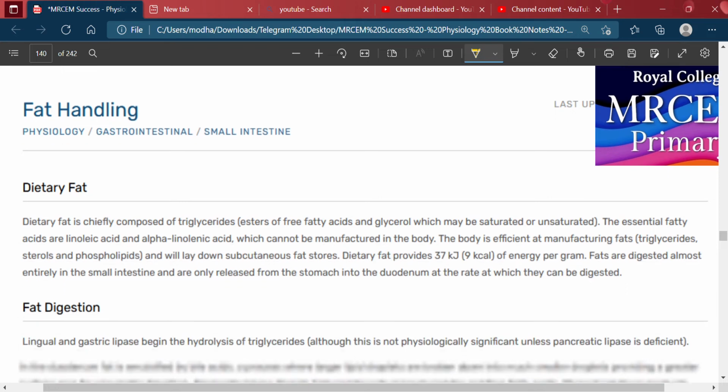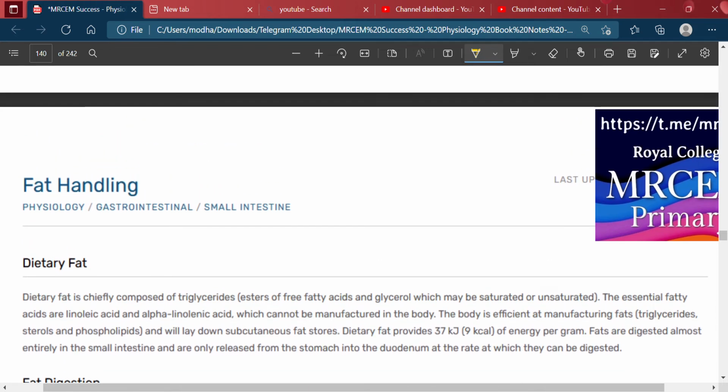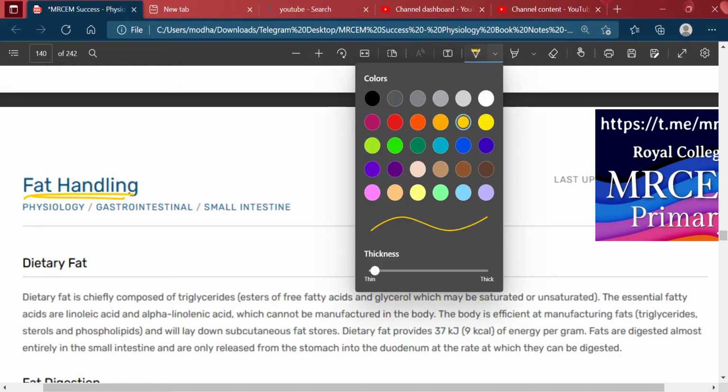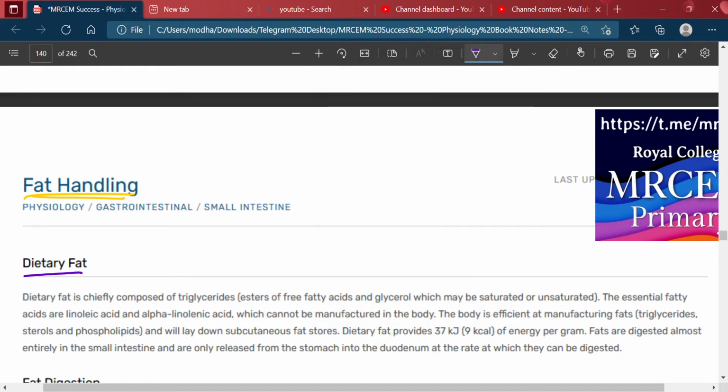Good. Then we will see fat handling. What occurs in fat handling? The dietary fat is chiefly composed of triglyceride, esters of free fatty acids and glycerol, which may be saturated or unsaturated. That's fat handling.